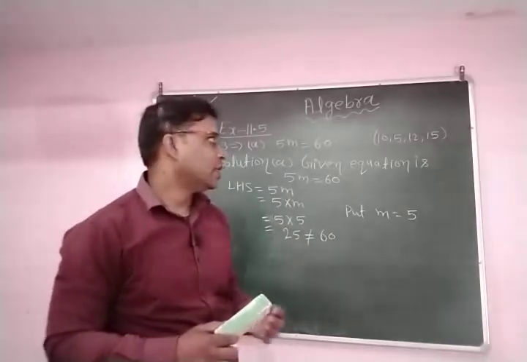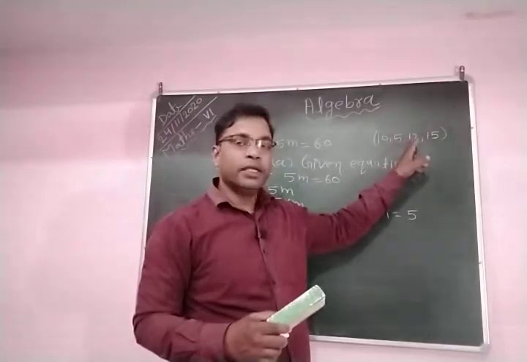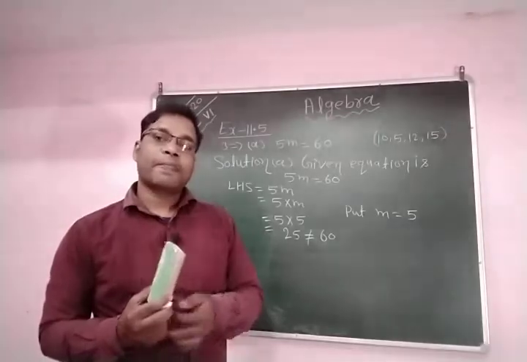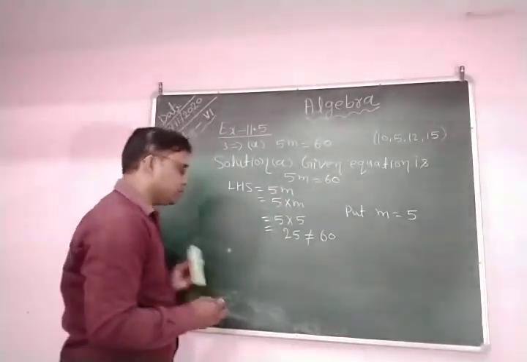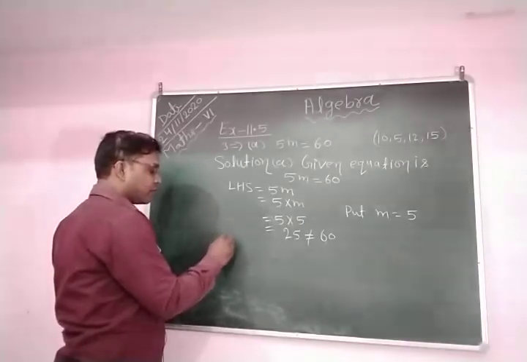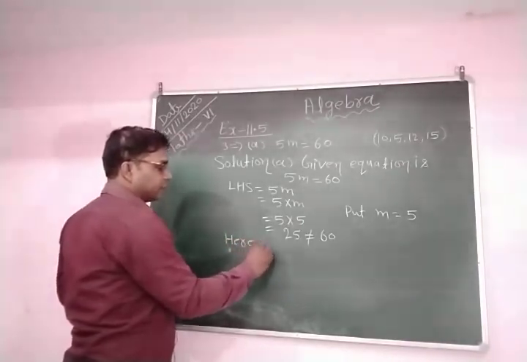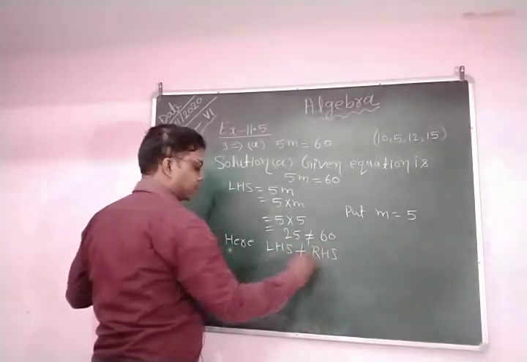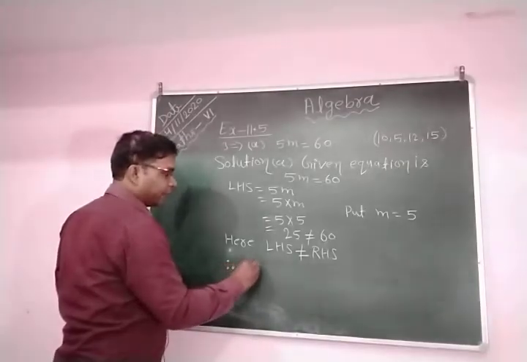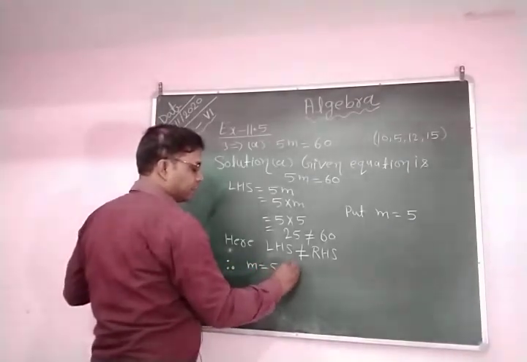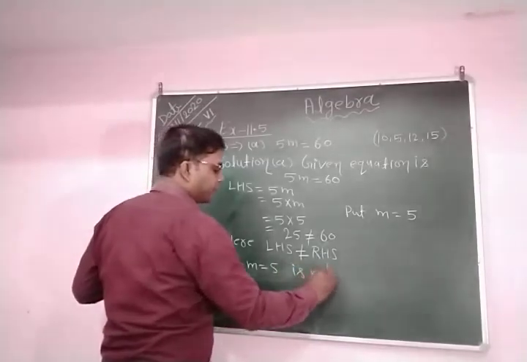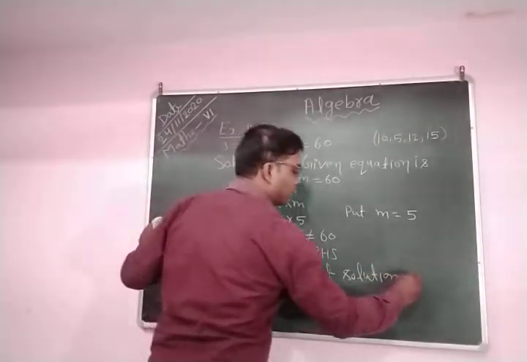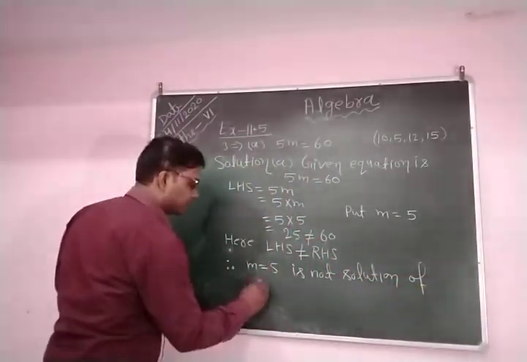At those points, if the left hand side is equal to the right hand side, then you can say that point is the solution of the equation. Now here you can see the left hand side does not equal the right hand side, and therefore m is equal to 5 is not a solution of the given equation.